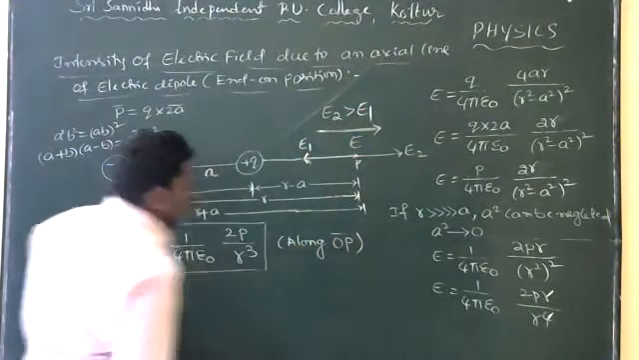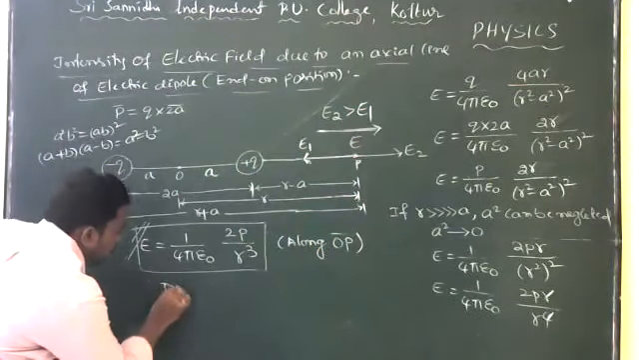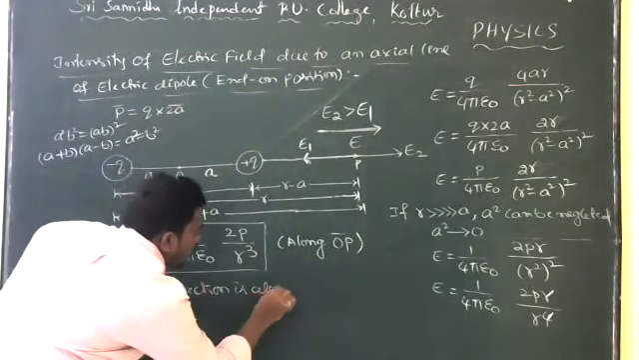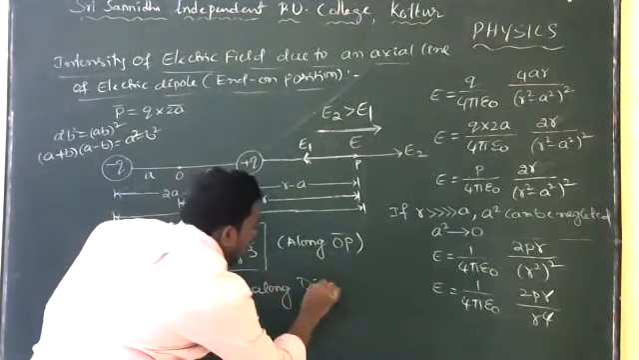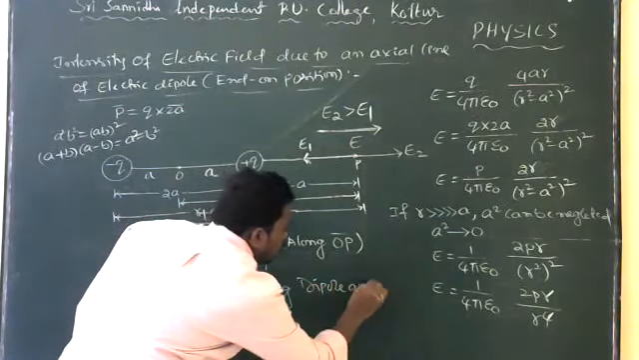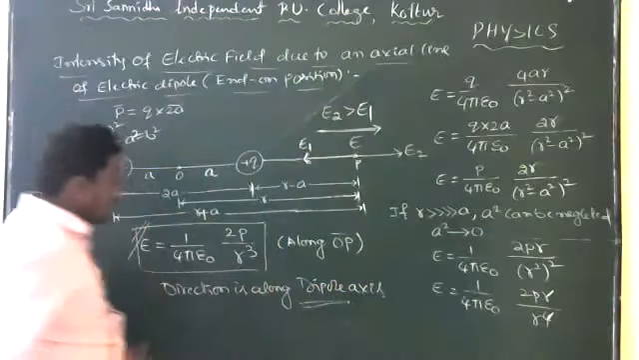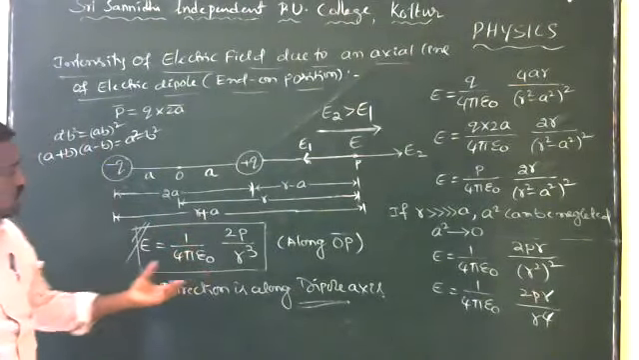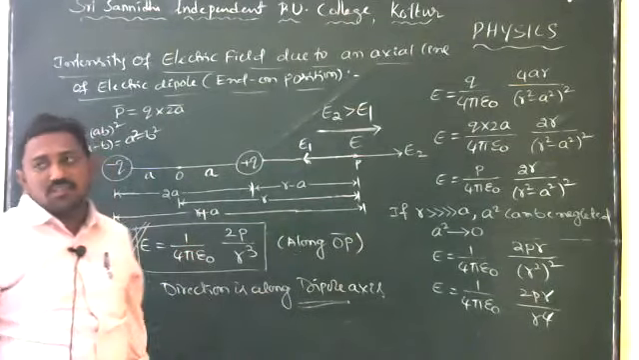This is along OP. Therefore direction is along the dipole axis. So this is very important. Must have written this sentence. So resultant electric field in what direction? So along the direction of the dipole axis.